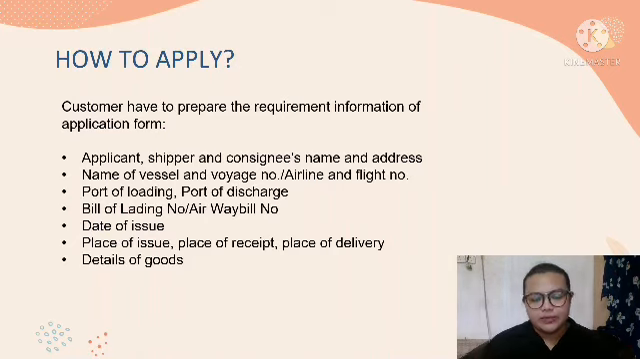Before applying for the shipping guarantee, there is some information required in the Maybank shipping guarantee application form. The customer must prepare the applicant, shipper, consignee name and address, name of vessel and voyage number, airline and flight number, port of loading, port of discharge, bill of lading number, airway bill number, date of issue, place of receipt, and also place of delivery. And the last one is the details of goods, which include the container number, the description of goods, the gross weight, and the measurement of the goods.